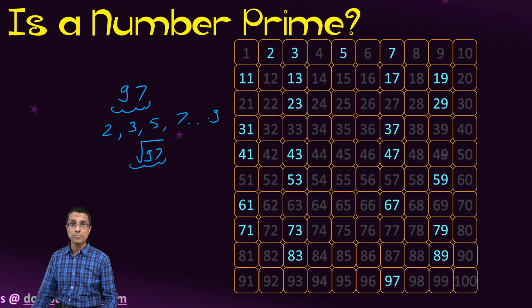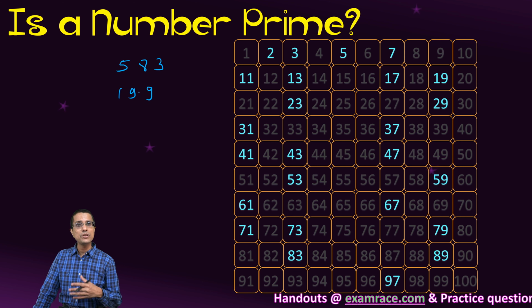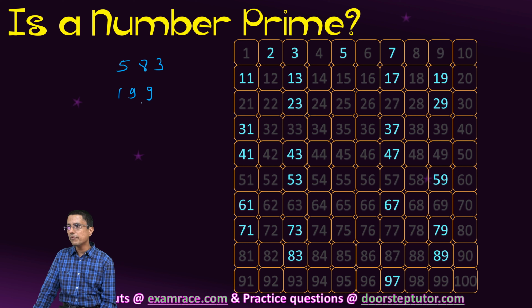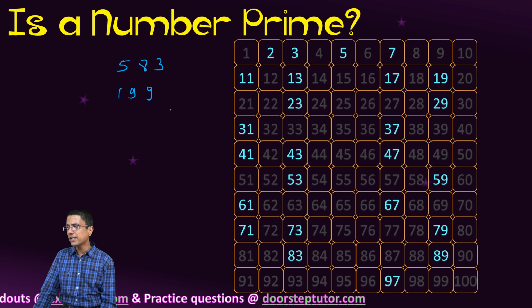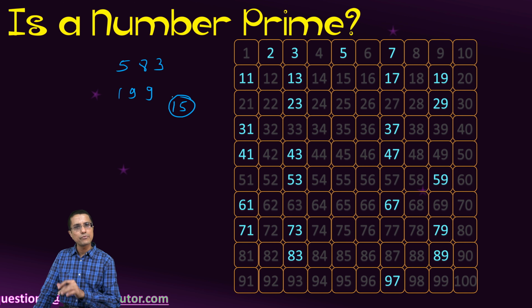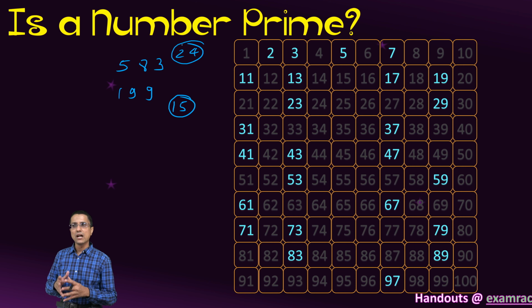What about larger numbers? Say if I asked you to find out whether the number 583 or the number 199 is actually prime or not. In that case, we have to go quite a ways to figure out whether the number is prime or not. In the case of 199, I have to go till around 15, the root of 199. In the case of 583, I have to go till the root of 583, around 24.